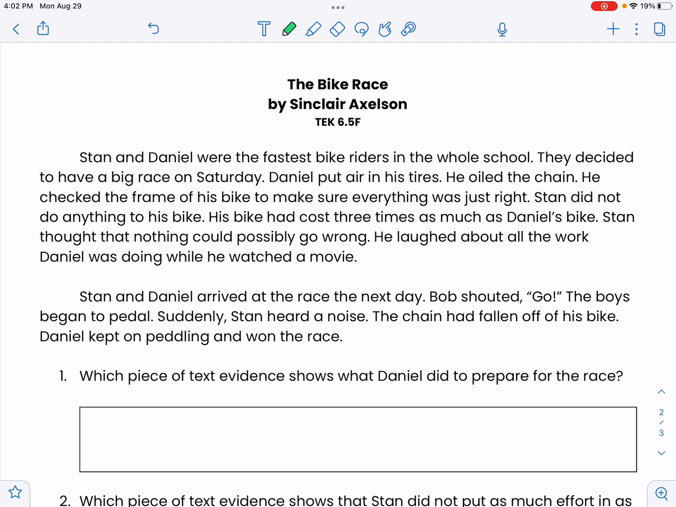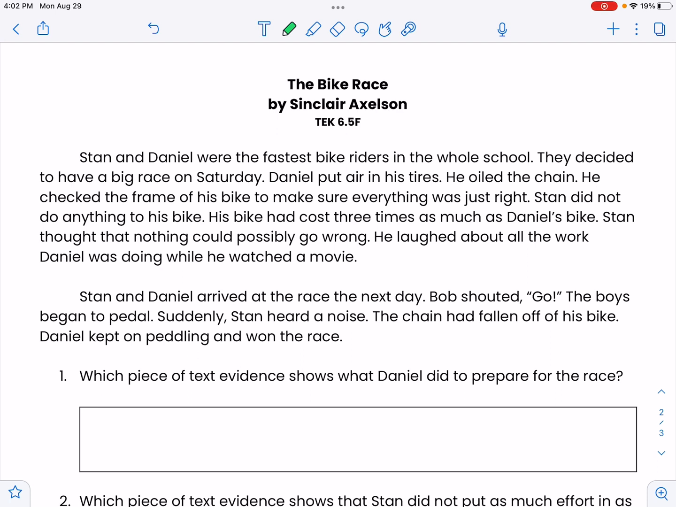Stan and Daniel were the fastest bike riders in the whole school. They decided to have a big race on Saturday. Daniel put air in his tires, he oiled the chain, he checked the frame of his bike to make sure everything was just right. Stan did not do anything to his bike. His bike had cost 3 times as much as Daniel's bike. Stan thought that nothing could possibly go wrong. He laughed about all the work Daniel was doing while he watched a movie.